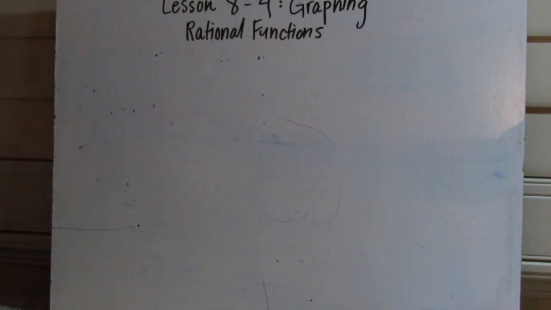So the lesson that I will be going over today is lesson 8 for graphing rational functions. So let's start with how to find certain types of asymptotes and points of discontinuity.